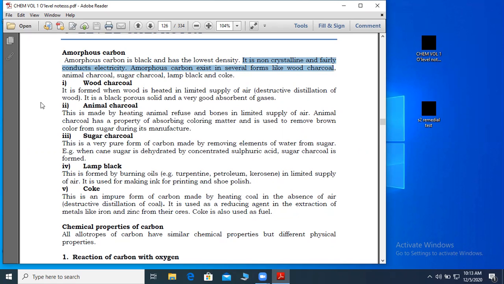Now your role in this is very simple. For each form of carbon, ensure that you know its use.